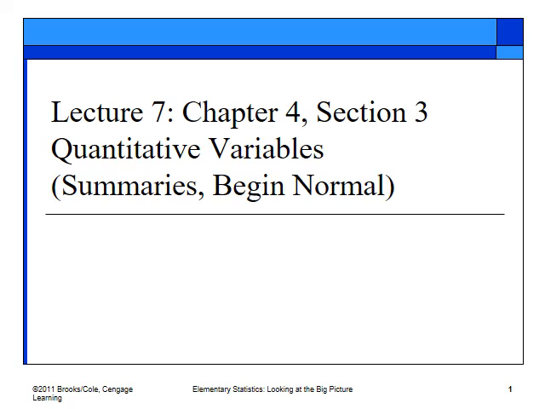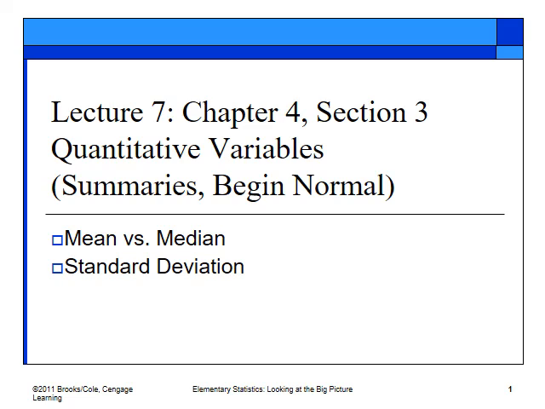This video covers section 3 of chapter 4. In this section, we will talk more about summarizing quantitative variables and begin work on the normal distribution. We'll talk about the relationship between the mean and the median. We'll introduce the standard deviation as a measure of spread, and we'll talk about normally shaped distributions.